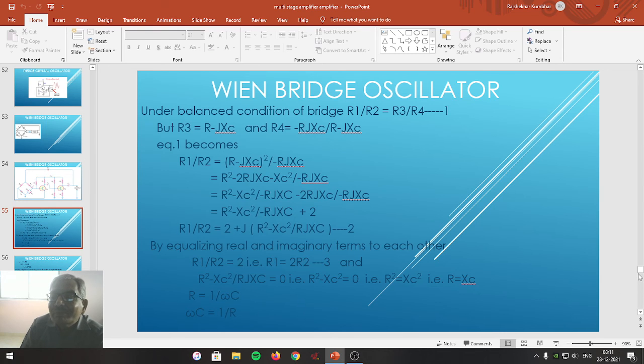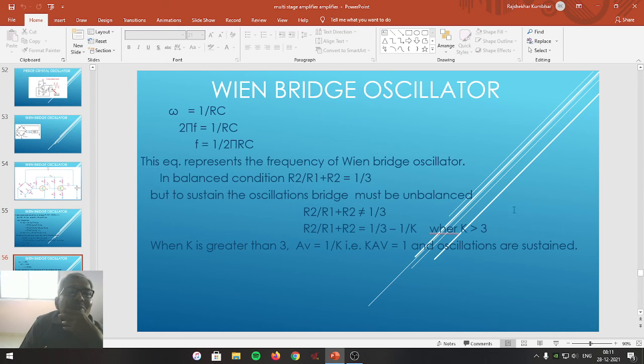Next step. But omega is equal to 2 pi f, to which we are well aware. Therefore, we can write it 2 pi f equal to 1 upon RC. From this, we can write f is equal to 1 upon twice pi RC. Friends, this equation gives the formula for frequency of Wien-Bridge oscillator.